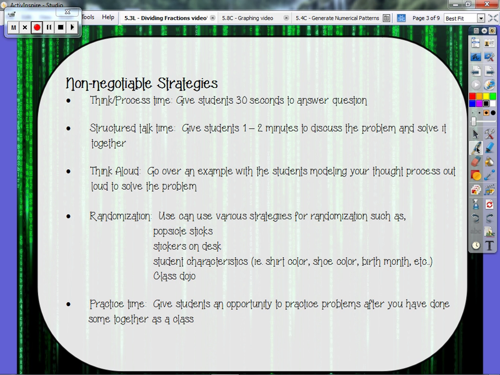Remember to also do think out louds. So go over an example with students, modeling your thought process out loud to solve the problem. Randomization, and for this you can use various strategies such as popsicle sticks. You can use stickers on the desk. You can use student characteristics. You can even use Class Dojo. Whatever randomization tools that you have in the classroom, make sure that you're using those. And then also practice time. Make sure that you're giving students an opportunity to practice problems after you have done some together as a class.